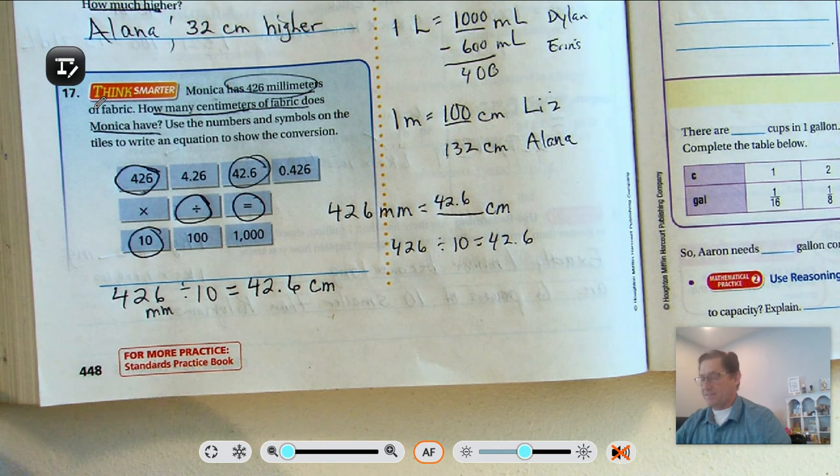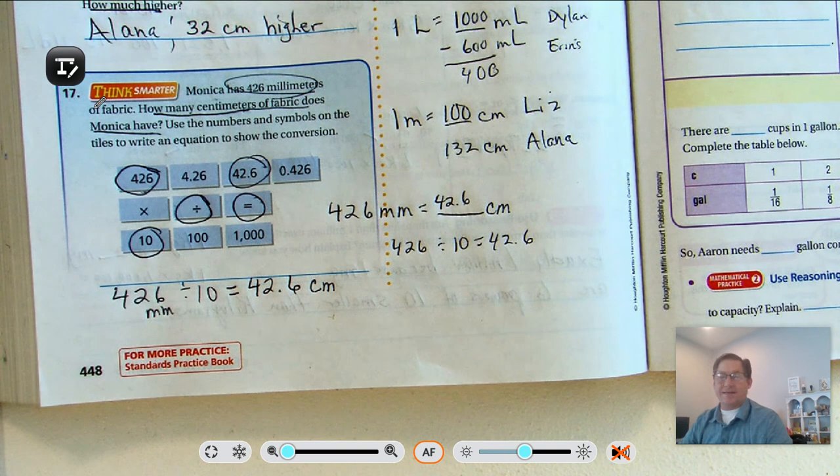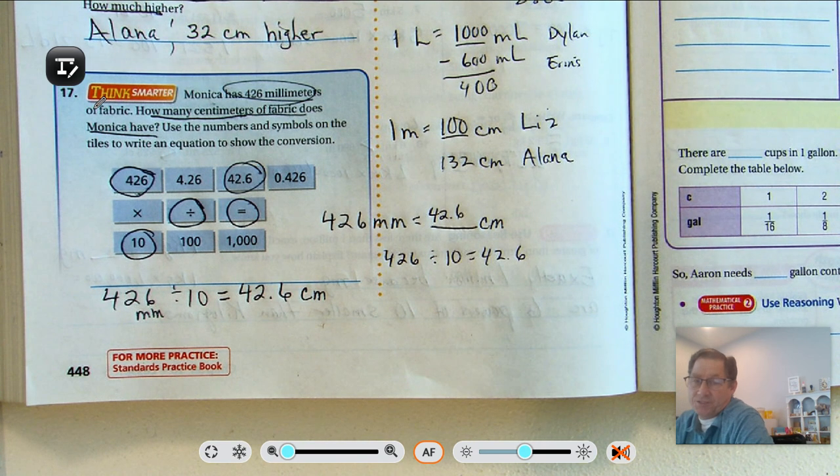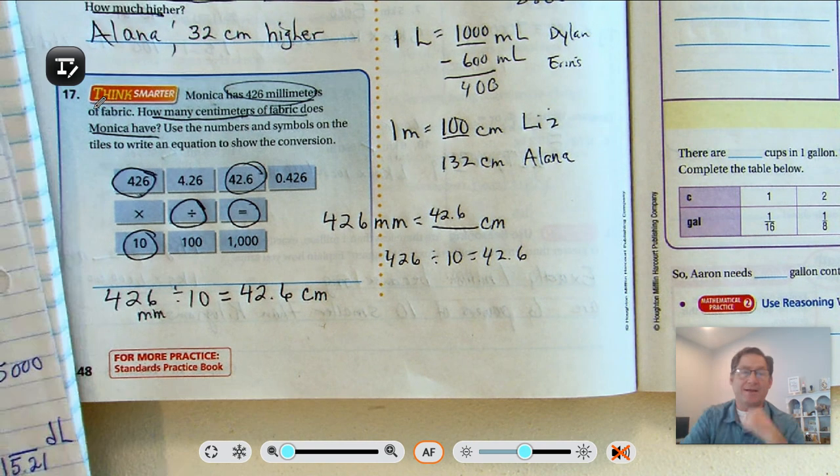All right, so that's it for lesson 4.5. In our next lesson, lesson 4.6, we'll be working on problem solving using customary and metric conversions. So until then, I will see you soon.